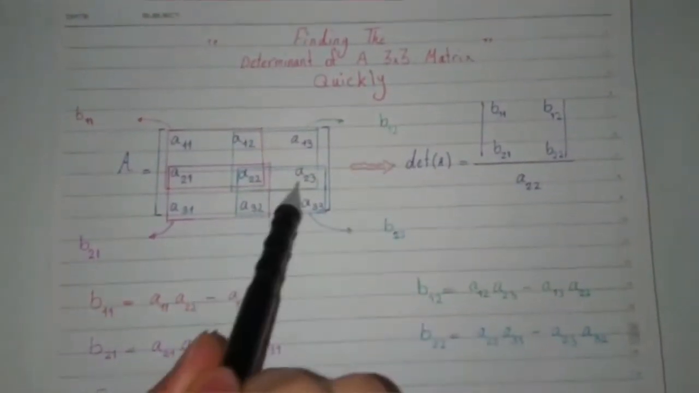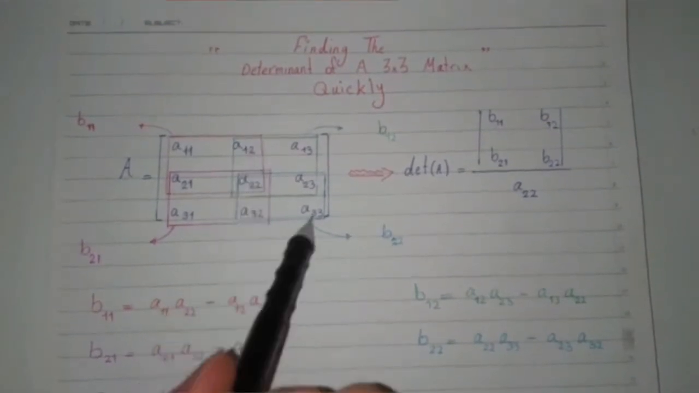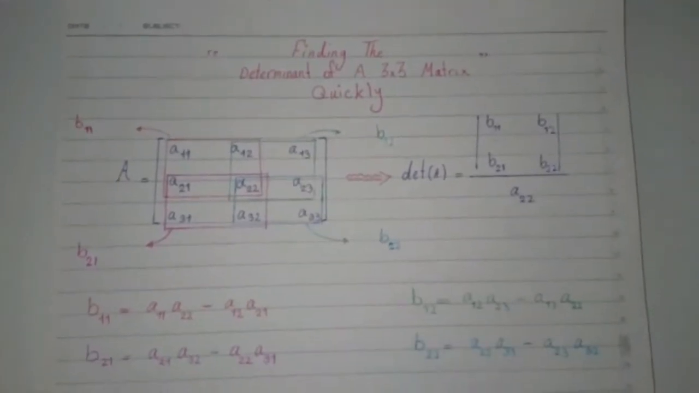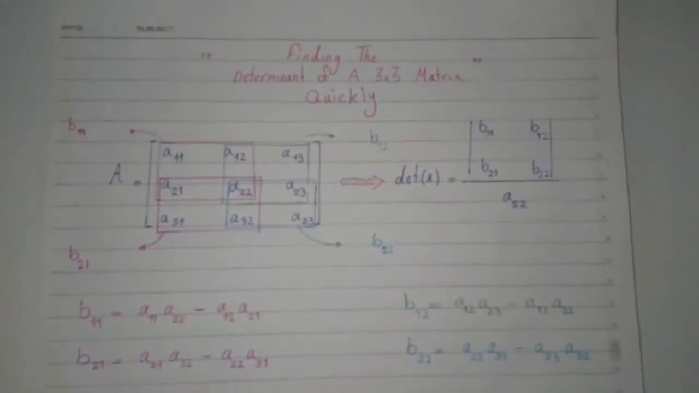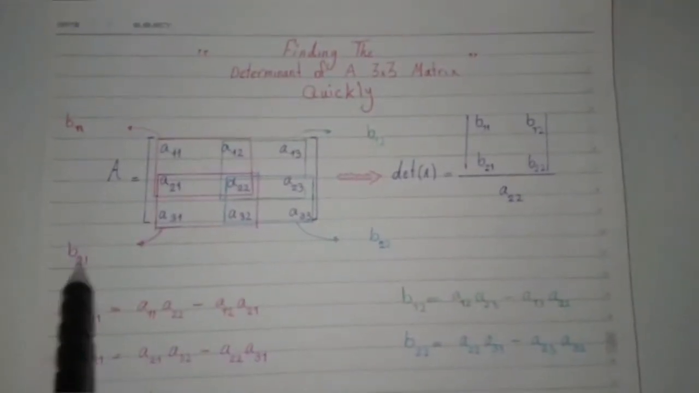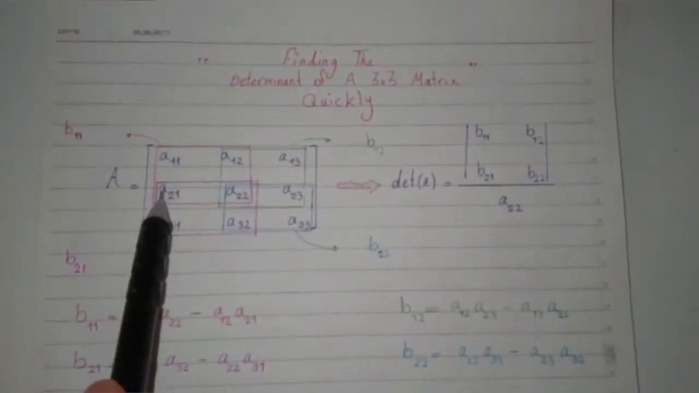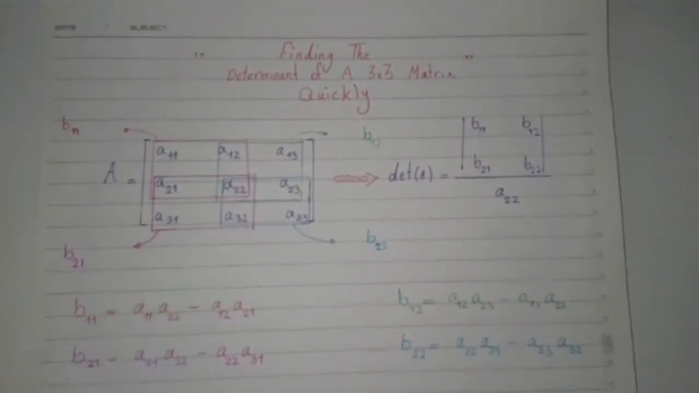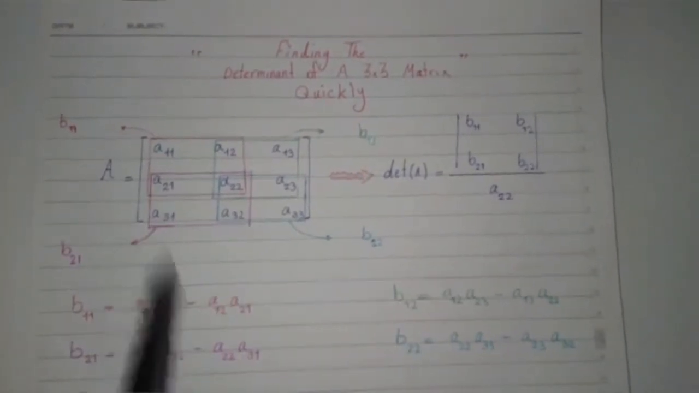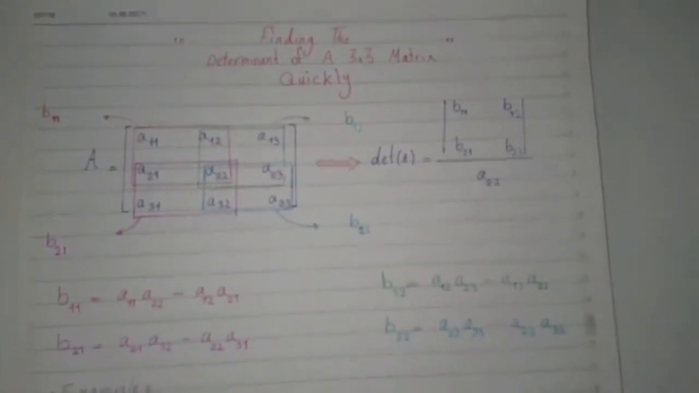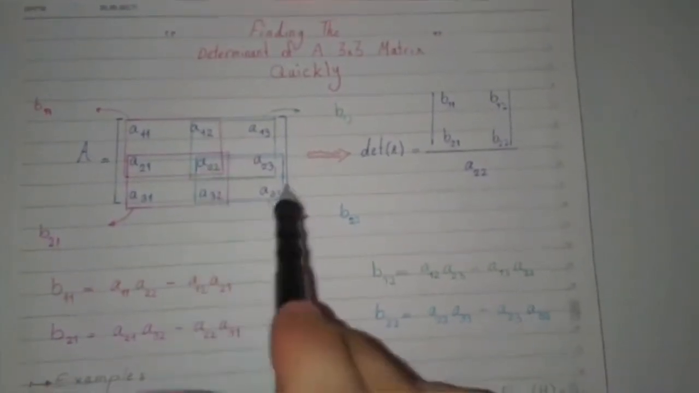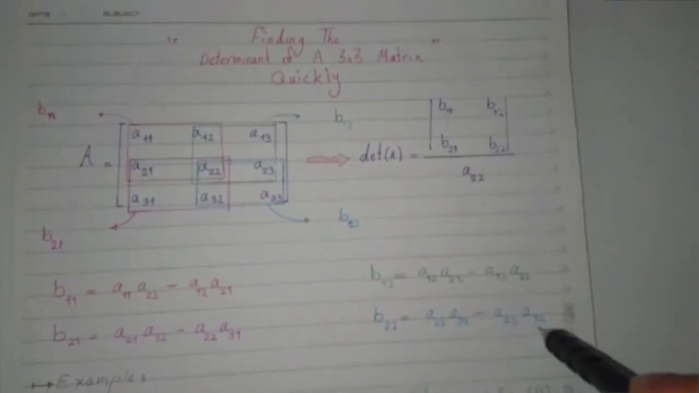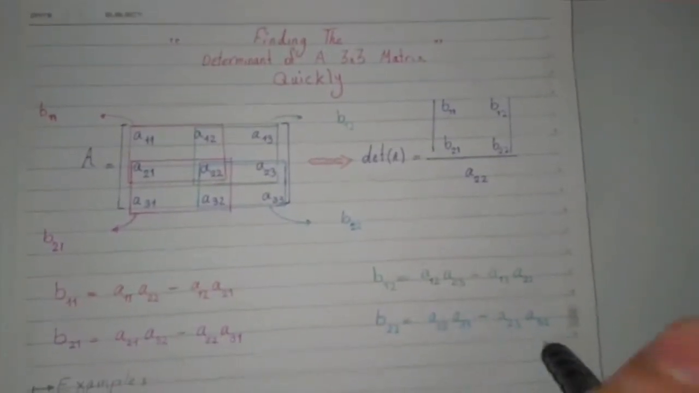Entry B sub 1, 2 is equal to A sub 1, 2 multiplied by A sub 2, 3 minus A sub 1, 3 multiplied by A sub 2, 2. And entry B sub 2, 1 is equal to A sub 2, 1 multiplied by A sub 3, 2 minus A sub 2, 2 multiplied by A sub 3, 1. And entry B sub 2, 2 is equal to A sub 2, 2 multiplied by A sub 3, 3 minus A sub 2, 3 multiplied by A sub 3, 2.